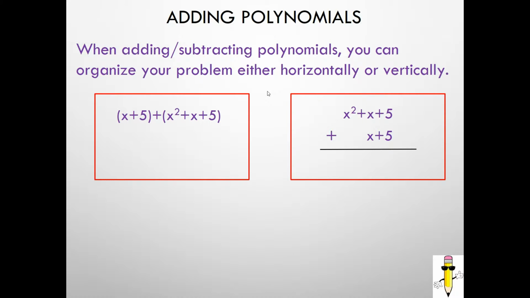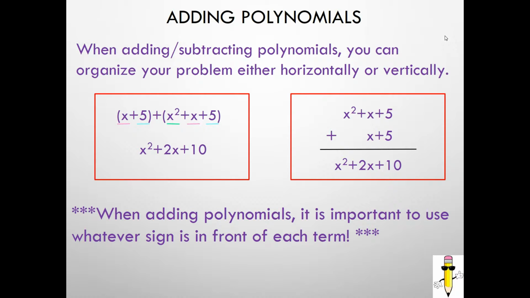If we take a look at the horizontal method, we're going to look for all of our similar terms. x squared is by itself, x has 2, and then we have two 5s. So we're going to combine all that together to get x squared plus 2x plus 10. Now that's pretty easy, and the vertical method is still pretty easy because we've got 5 plus 5 is 10, we have 2x here, and then we're just going to drop down the x squared, like so. Whichever way you decide to do it, that's fine. Just pick the one that works best for you.